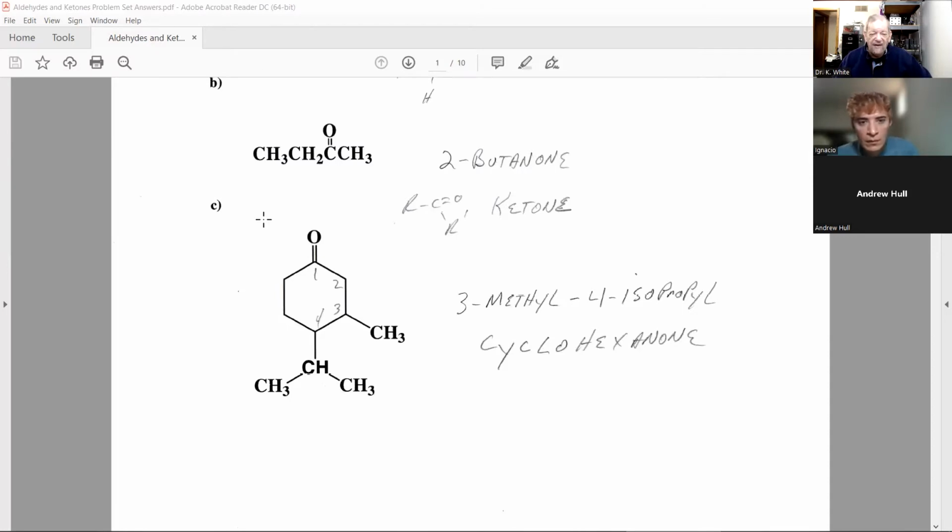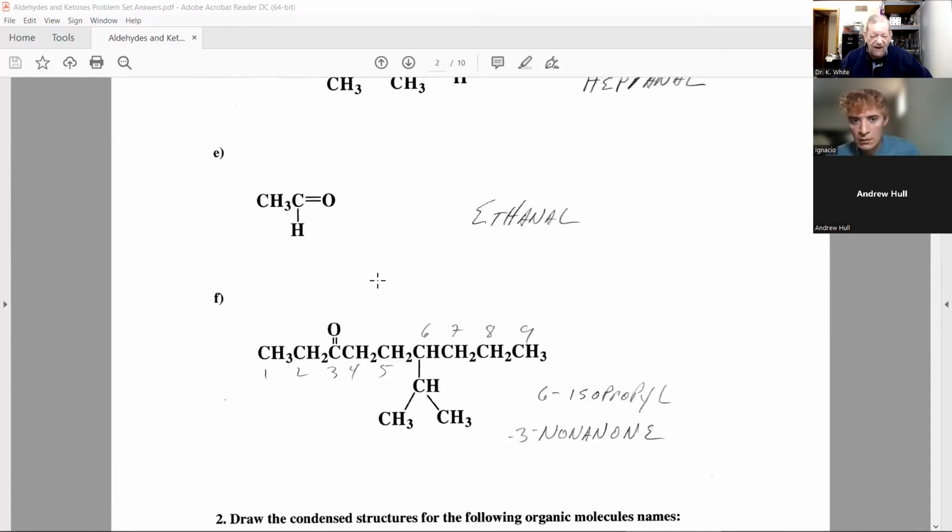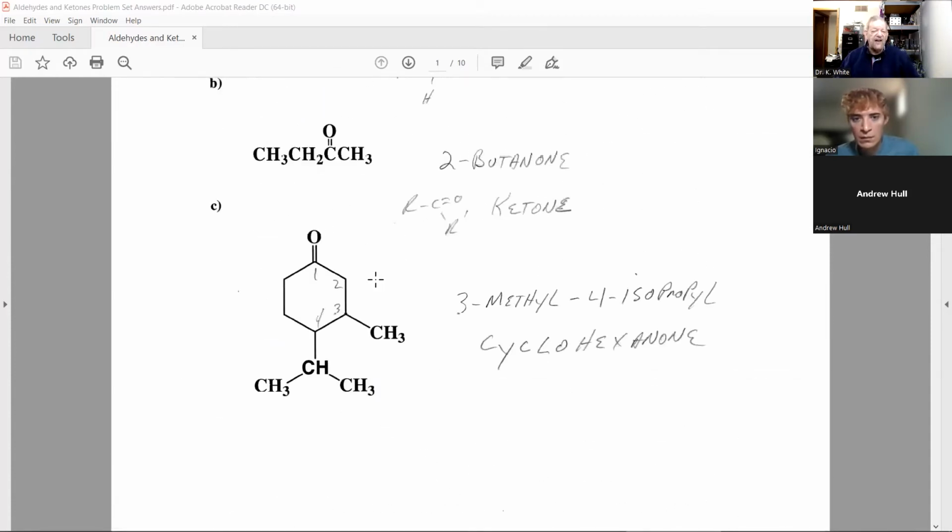Now, let's do a harder one for B in a little while. I think I got a better one, so we'll do that. But let's look at C, the ring. What's different? Oxygen, double bond to carbon. Carbons here, carbons here. This is a ketone in a ring. How many carbons in the ring? Count the bends, 1, 2, 3, 4, 5, 6. As cyclohexane, don't forget the cyclo, but it's a ketone, drop the E, add ONE: cyclohexanone.